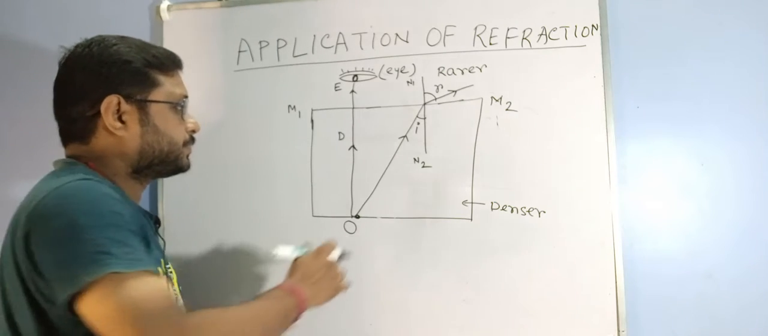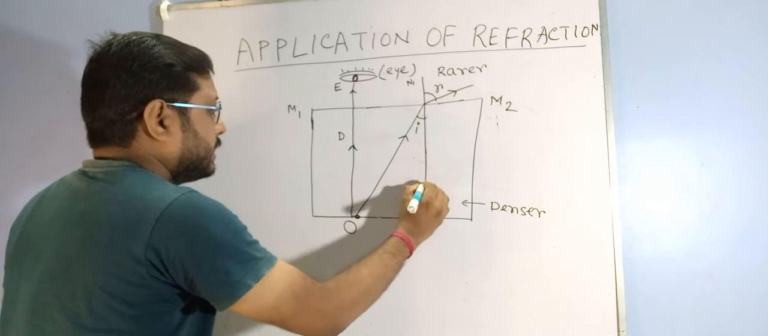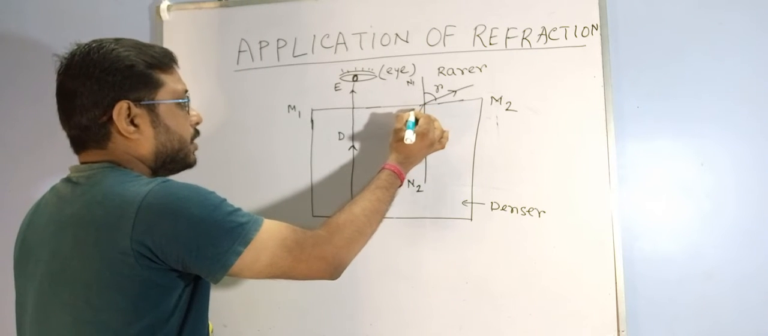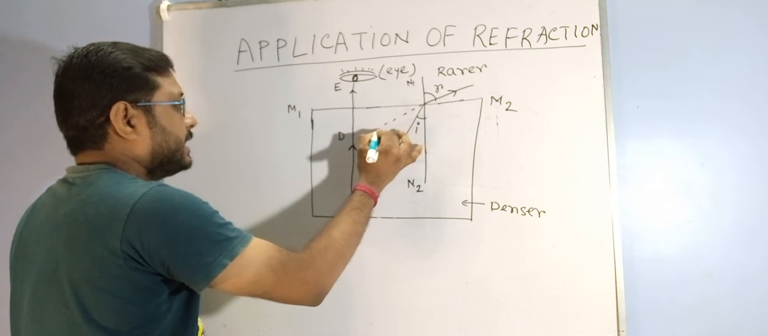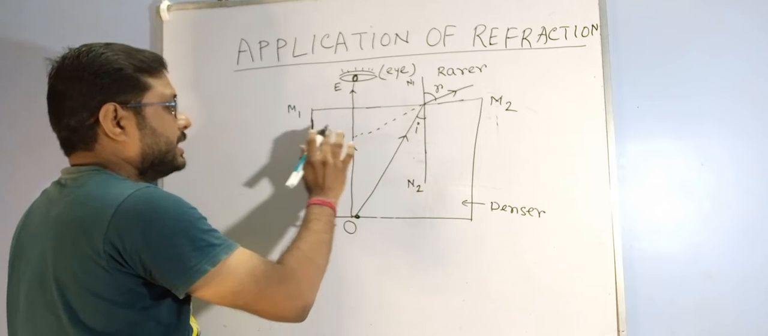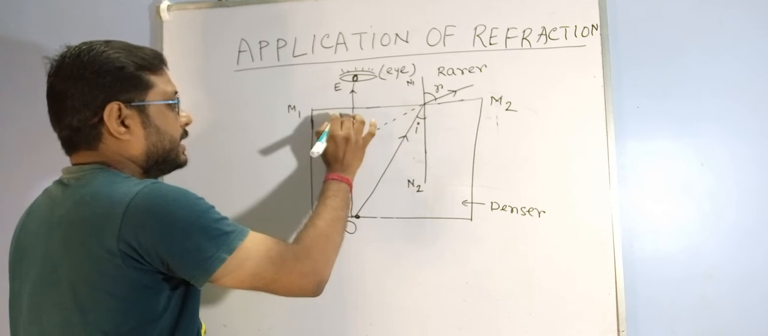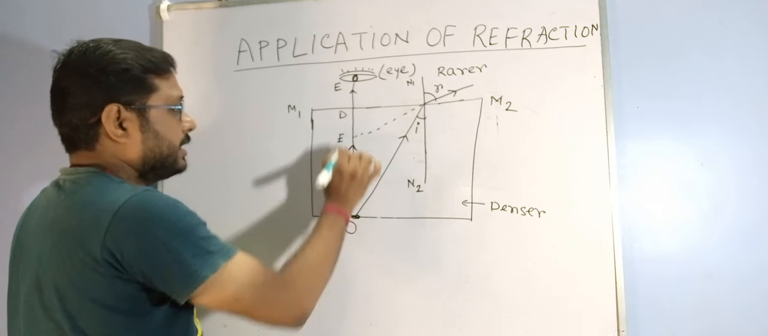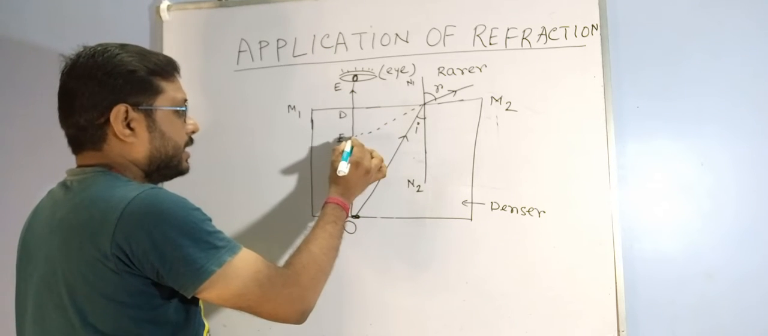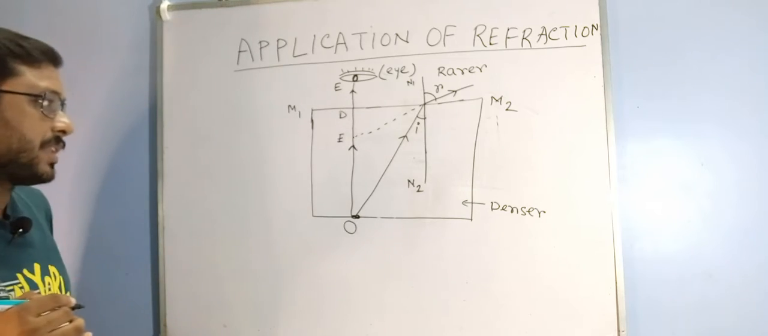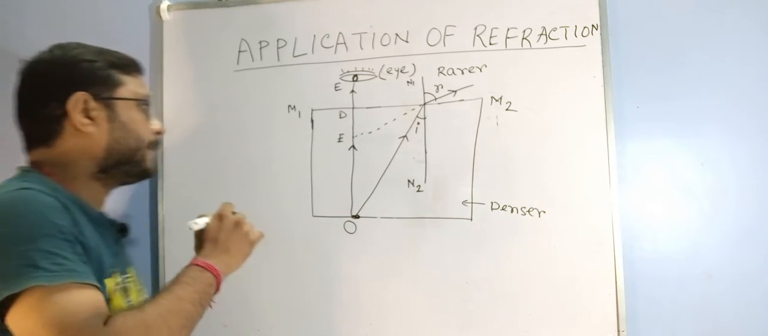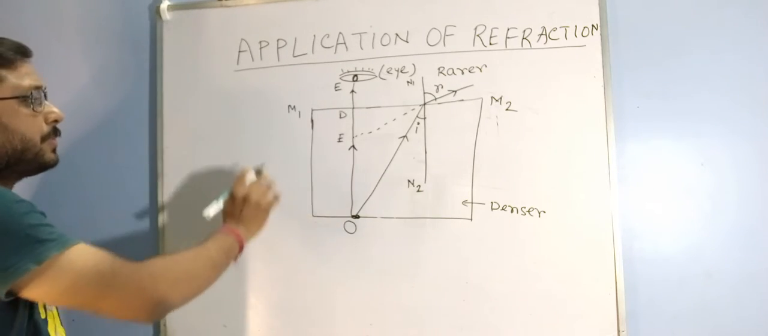Now, this is the normal. Now, if we extend the refracted ray in backward sides, then it intersects the normal refracted ray at point E. That is, E is the virtual image of O. E is the virtual image of O.